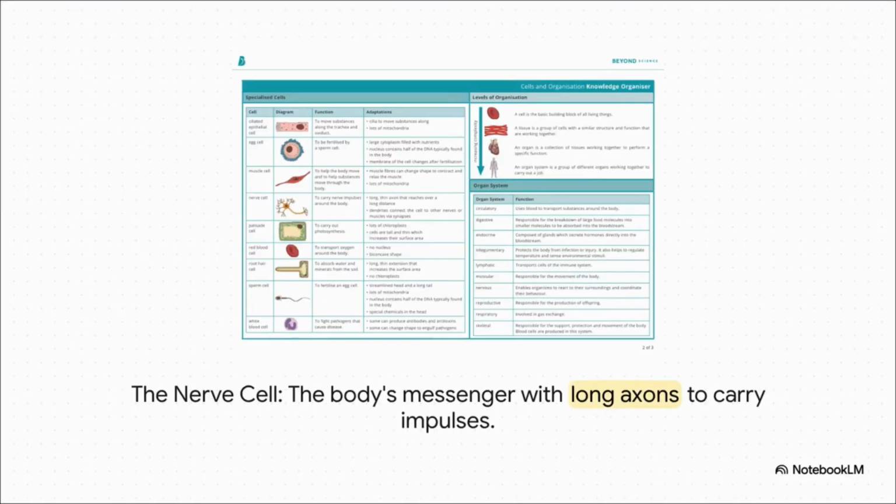Take the nerve cell, for example. This is the wiring of our body's communication network. I mean, look at its incredible structure. It has this super long axon to transmit signals and all these branched ends to connect to other cells. It's a perfect example of form following function. It's built to be a messenger, plain and simple.